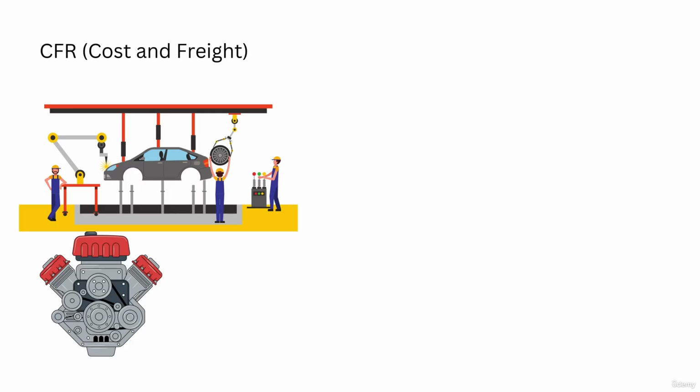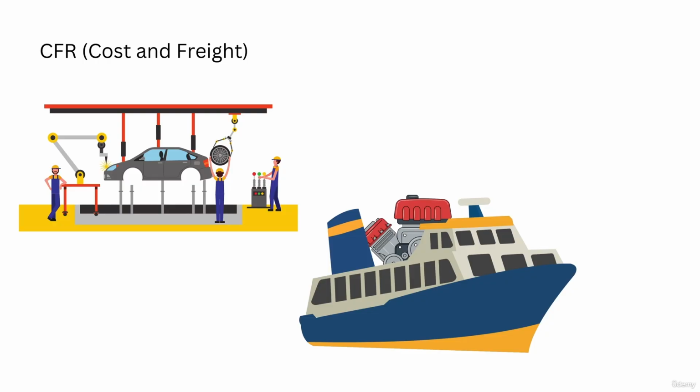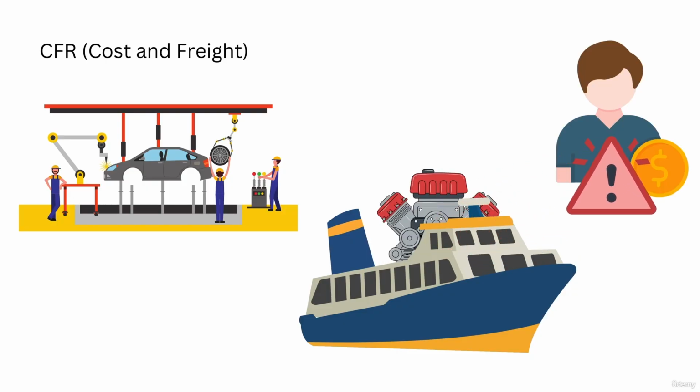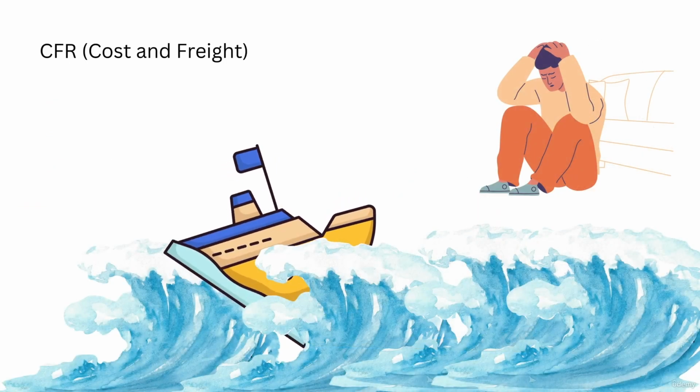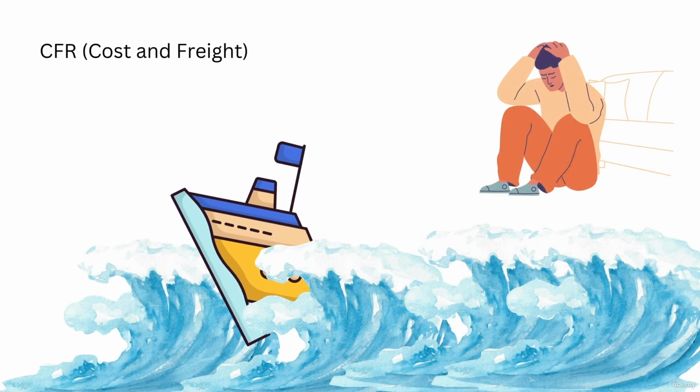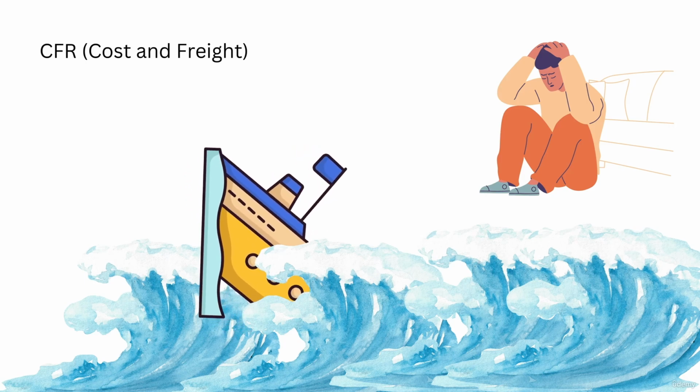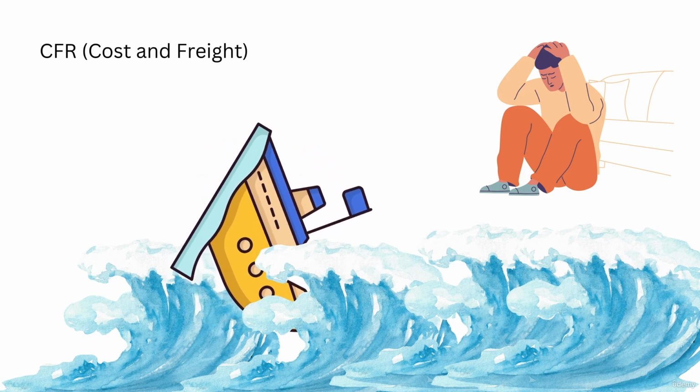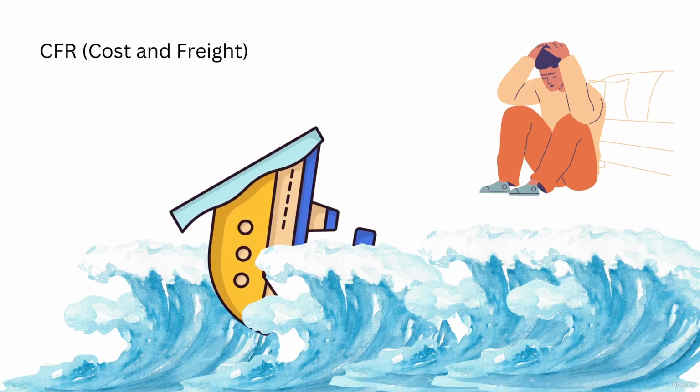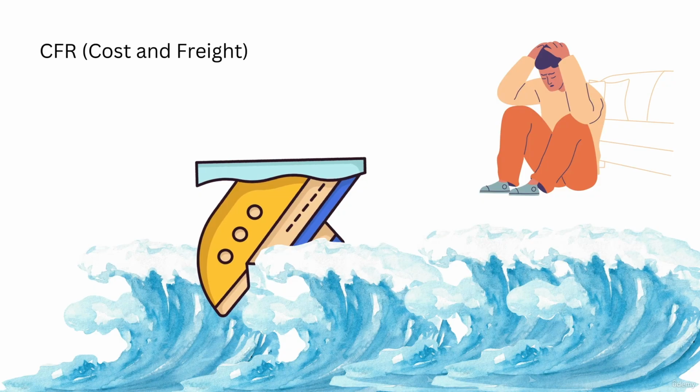Let's say a Chinese automobile manufacturer is exporting car engines to a buyer in Germany under CFR Hamburg Port. The seller arranges for ocean freight from Shanghai to Hamburg and pays for it. However, once the engines are loaded onto the ship in Shanghai, the risk shifts to the buyer. If the ship sinks or the goods are damaged in transit, the buyer bears the loss unless they have arranged insurance separately. CFR is useful when sellers have good freight rates but don't want to bear insurance costs.